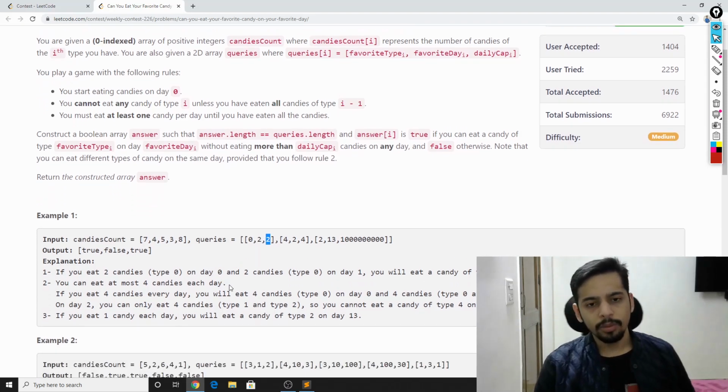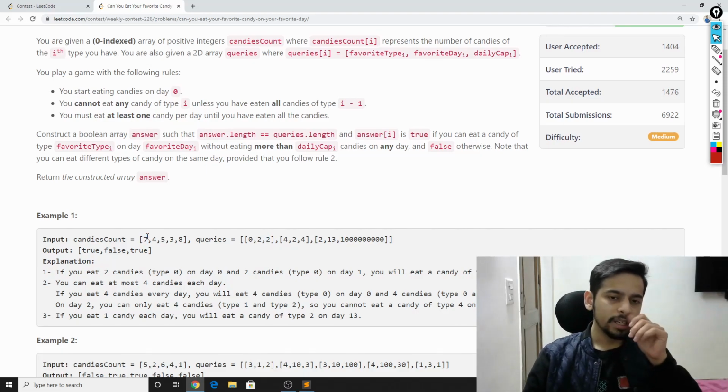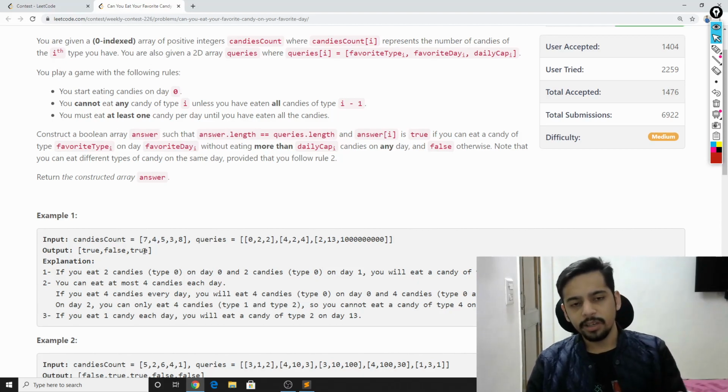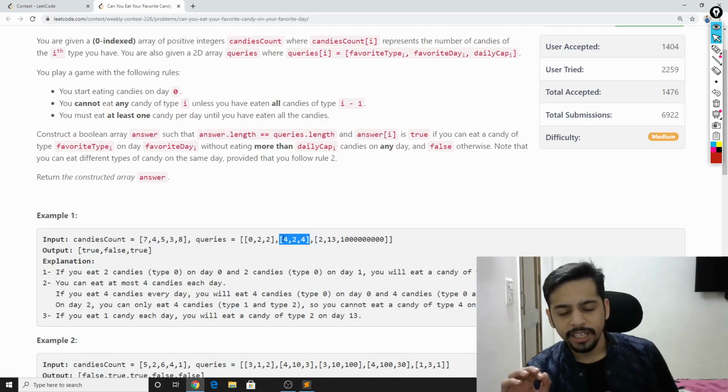So I can probably start off like this. Since I have 7 candies of type 0, I could eat 1 candy on day 0, then 1 candy on day 1, then 1 candy on day 2, and my goal is accomplished. After that, how I eat doesn't actually matter. Whereas in this particular case, I need to eat 2 candies of type 4.